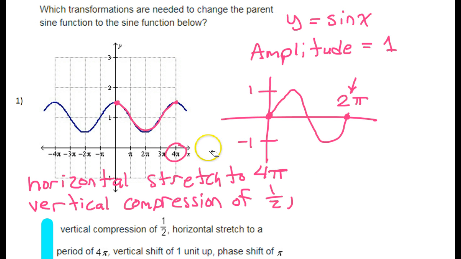Okay, what else? I sort of mentioned this earlier, but normally the midline is the x-axis, and here the midline is at 1. That means that there's a vertical shift of up 1.